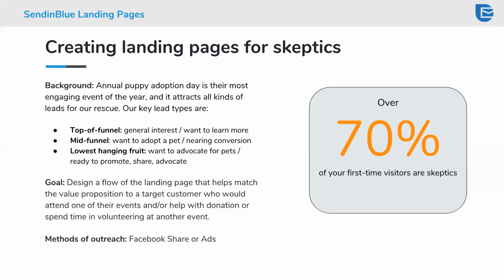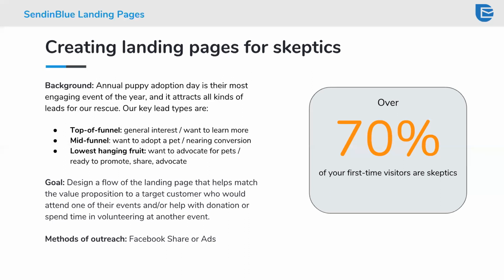So our goal today is to design landing pages that help match up the value proposition that we're offering in our example with people who want to either attend an event like what we're putting on, or who maybe want to help or want to donate. But remember, we picked this case so that we can apply it to any kind of business.